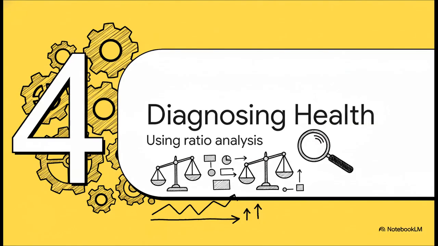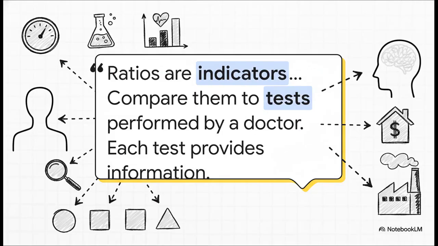All right, we've got all the pieces on the table. Now for the really useful part, putting it all together to actually diagnose the company's health. This is where we move beyond just listing numbers and start to gain some real insight using what we call ratio analysis. I think this doctor analogy is absolutely perfect.